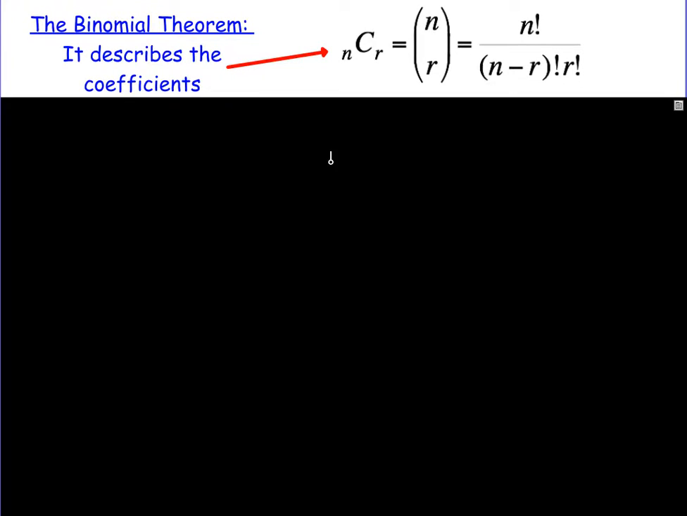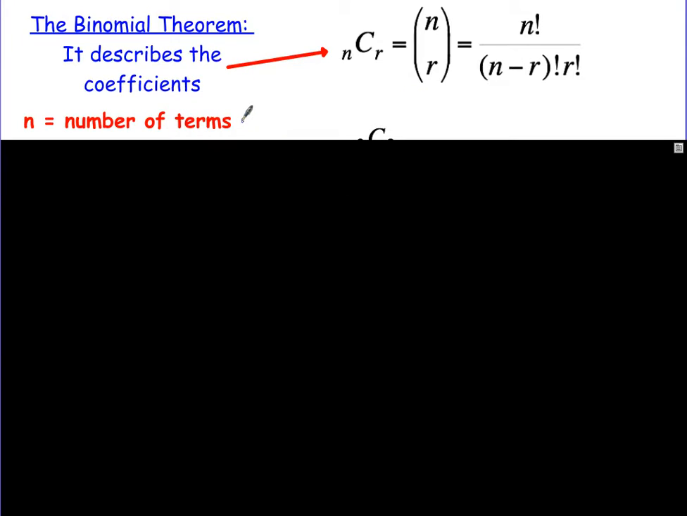All right, so now the binomial theorem, what it does is describe the coefficients. We use this C right here, and it's very important to use a C. We're going to talk about P later when we talk about permutations. Right now we're looking at combinations, and this is the notation you use.